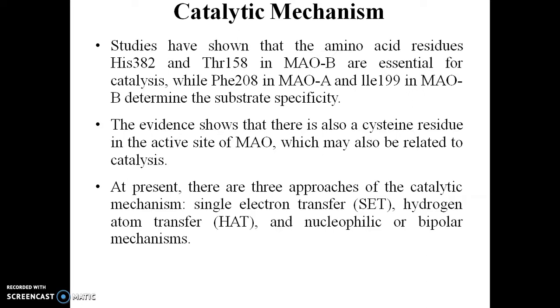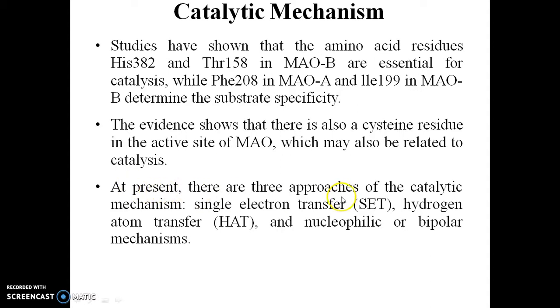This evidence shows that there are also cysteine residues in the active site of monoamine oxidase, which may also be related to catalysis. You all know that cysteine is the only amino acid that contains a sulfur group, and so it is very helpful for substrate and enzyme complex formation.